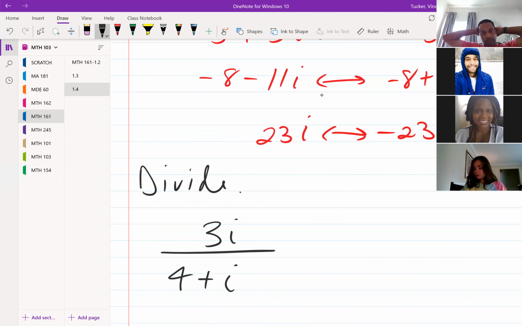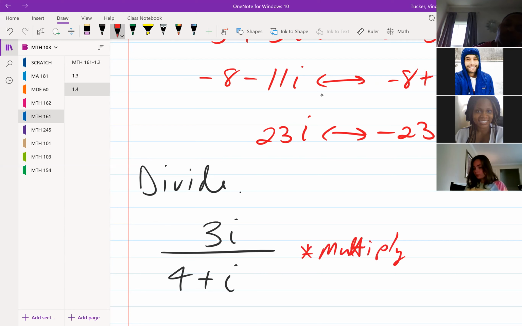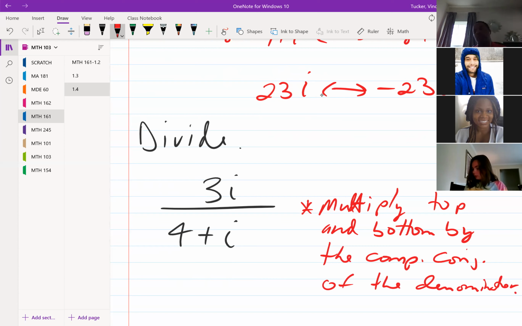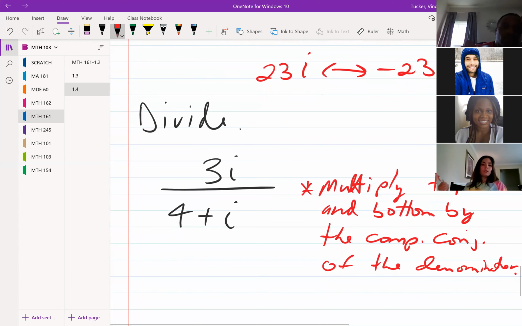All right, so this one says divide the complex number, and I think it says express in standard form, but we're going to stick with that anyway. It says 3i over 4 plus i. So in order to divide, we are going to multiply. We're going to multiply the top and bottom, both numerator and denominator, by the complex conjugate of the denominator. So we're going to multiply top and bottom by 4 minus i.